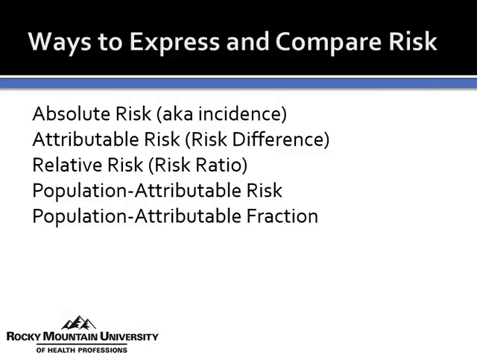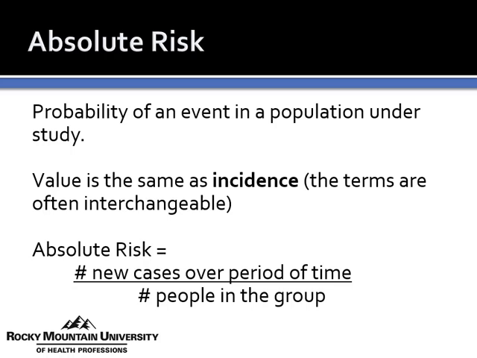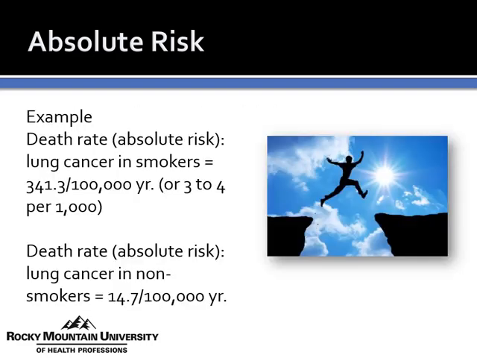Different ways to express and compare risk. Absolute risk, this is the probability of an event in a population under study. Value is the same as incidence. So absolute risk is the number of new cases over a period of time divided by the number of people in a group. For example, absolute risk, the death rate, the absolute risk of lung cancer in smokers, 341.3 per 100,000 years, or 3 to 4 per 1,000 years.